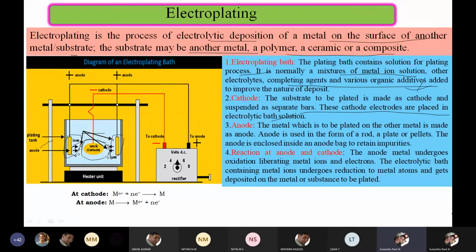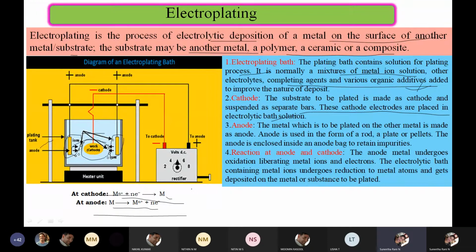So what are the reactions taking place here? At the cathode, you can see there is a reduction, and at the anode there is an oxidation. Usually what is an oxidation process? The metal undergoes oxidation to liberate electrons, and reduction means the metal gains an electron to become the reduced form.